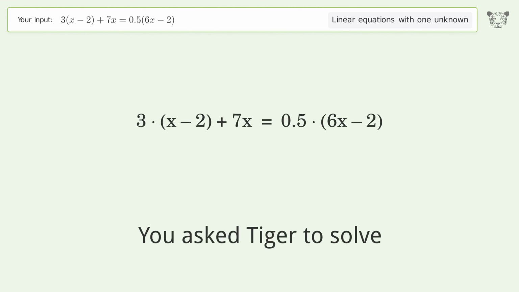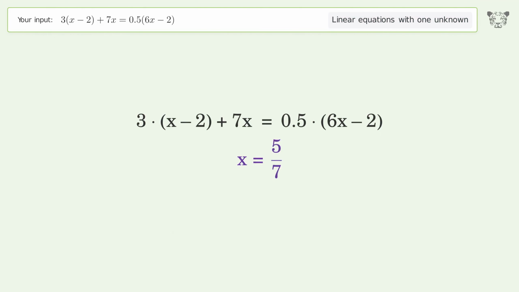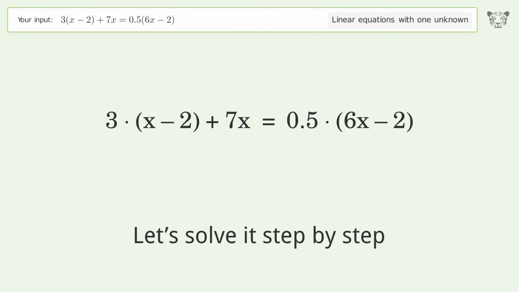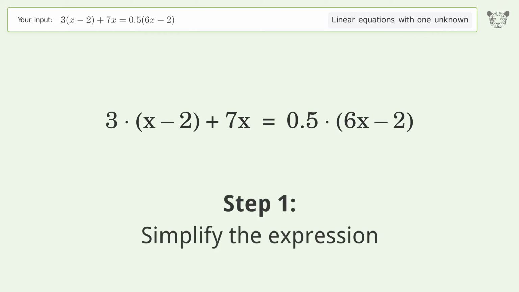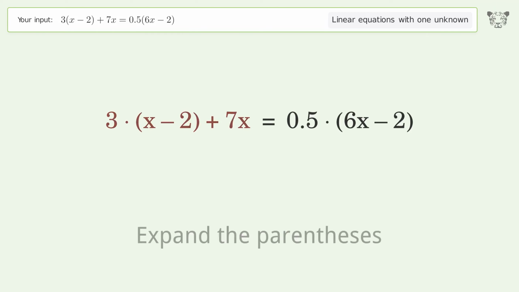You ask Tiger to solve this. It deals with linear equations with one unknown. The final result is x equals 5/7. Let's solve it step by step. Simplify the expression. Expand the parentheses.